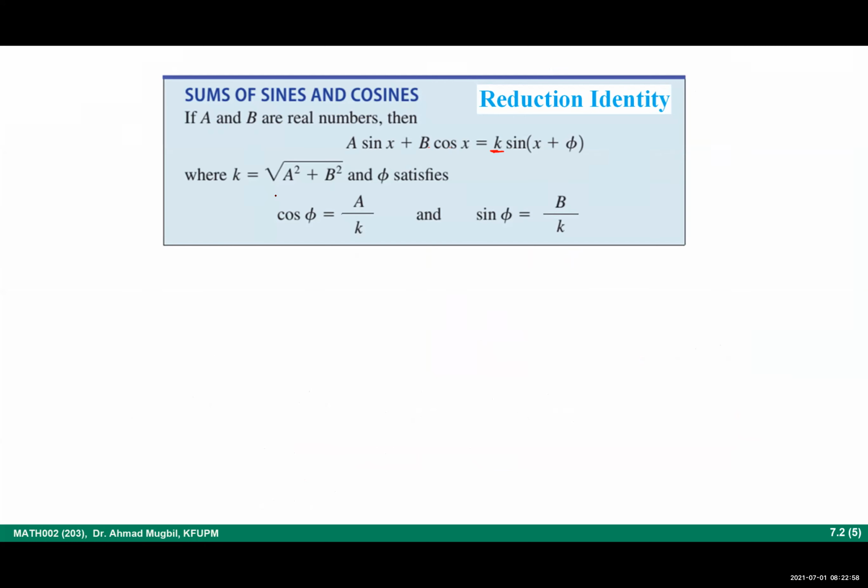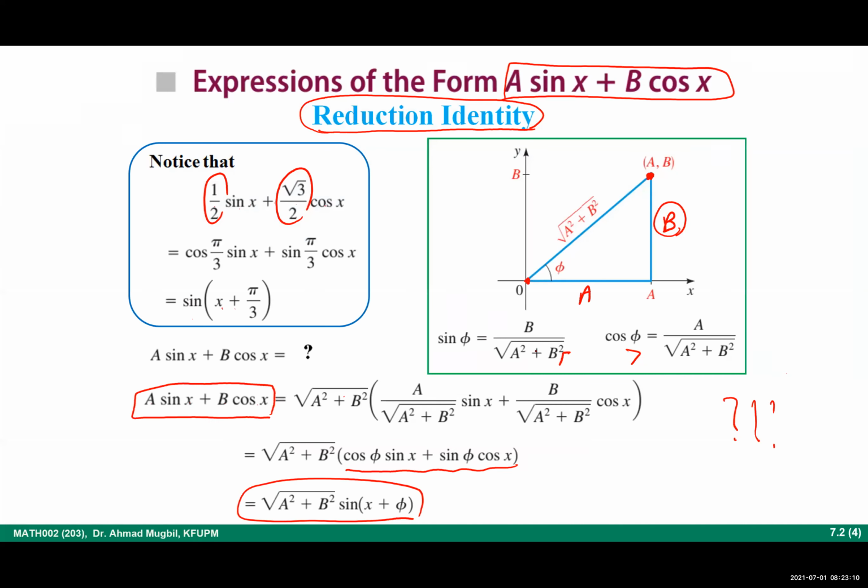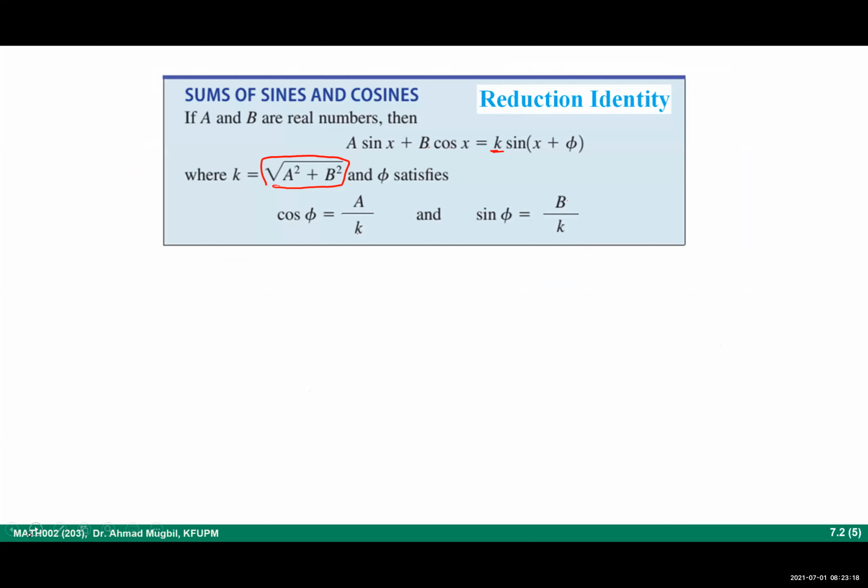What is k? K is the square root of a squared plus b squared. What is phi? Phi is the angle whose cosine is a over k and whose sine is b over k. This is just what we have done here, but I called this one k. And everything here is just a summary of the previous work.